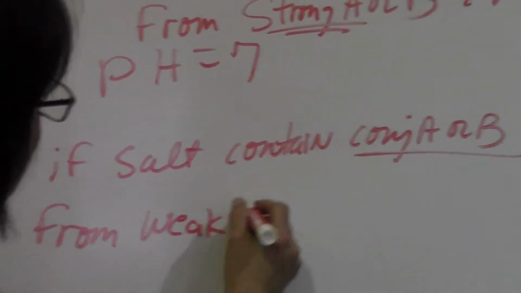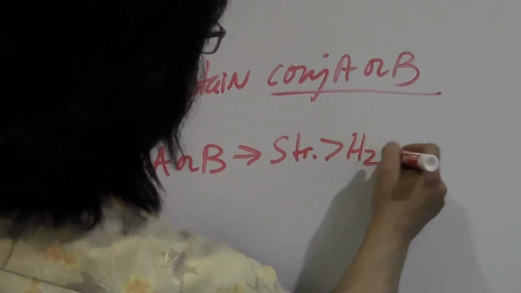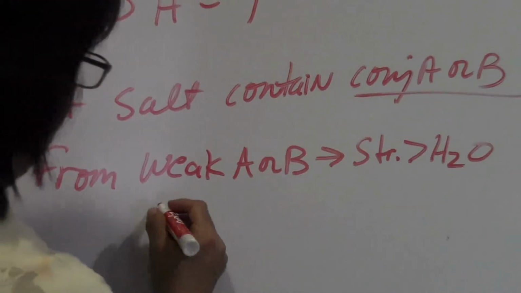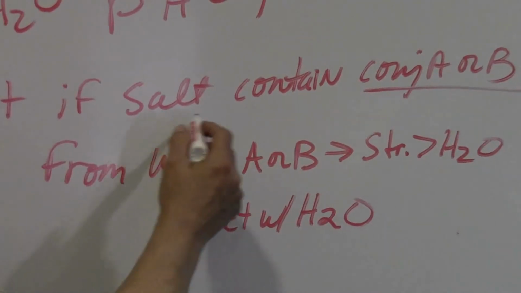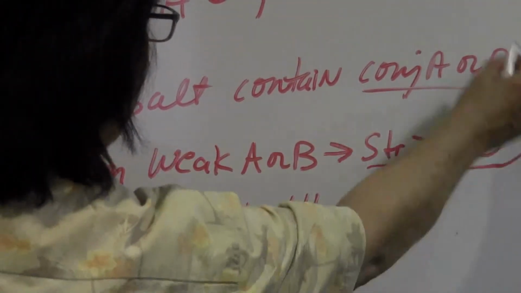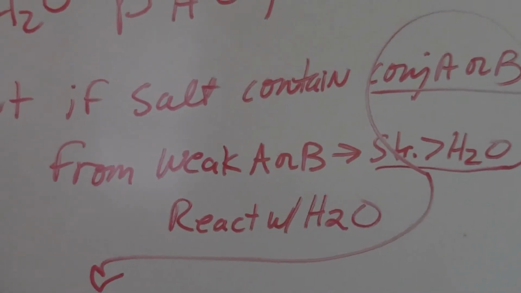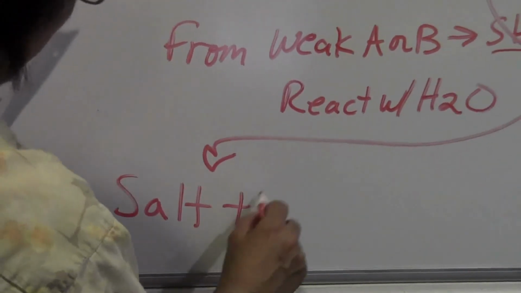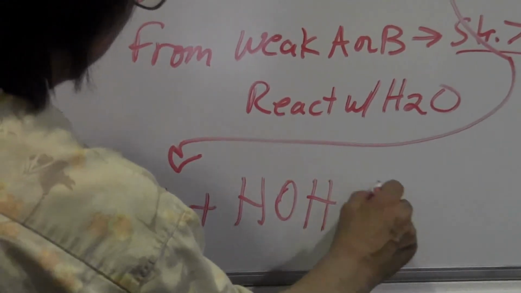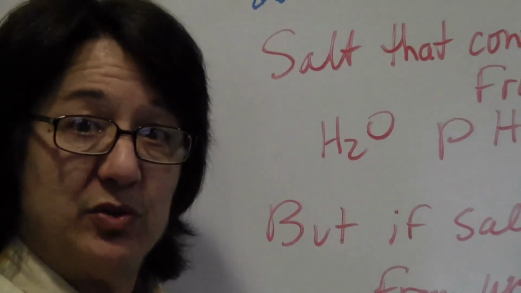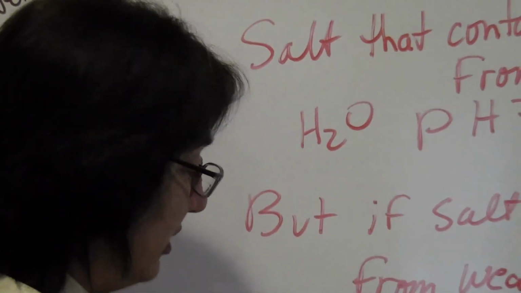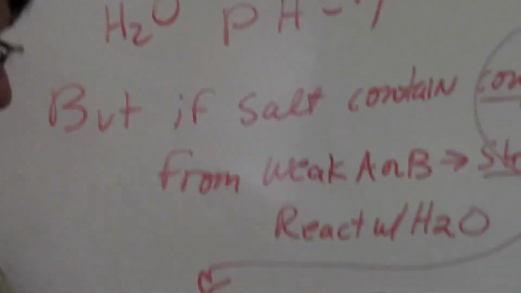But when the salt contains a conjugate acid or base from a weak acid or weak base, then that conjugate is stronger than water, and therefore it will react with water. So in these cases where our conjugate is stronger than water, you're going to take that salt and react it with the water. It will act as the stronger than water base, in which case the water is the acid, or the stronger than water acid, in which case the water is the base.